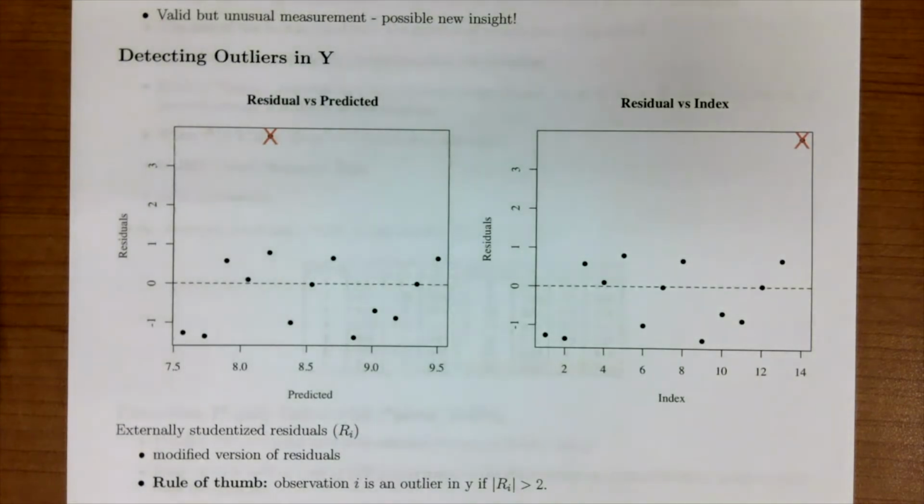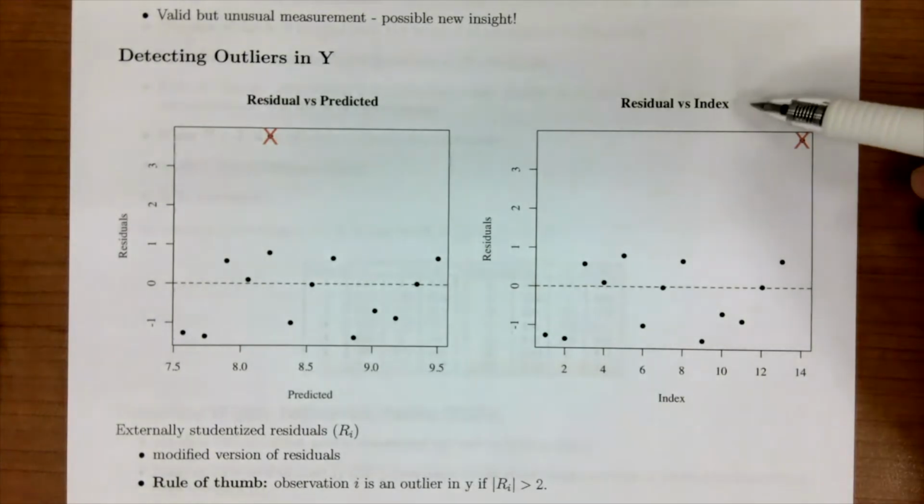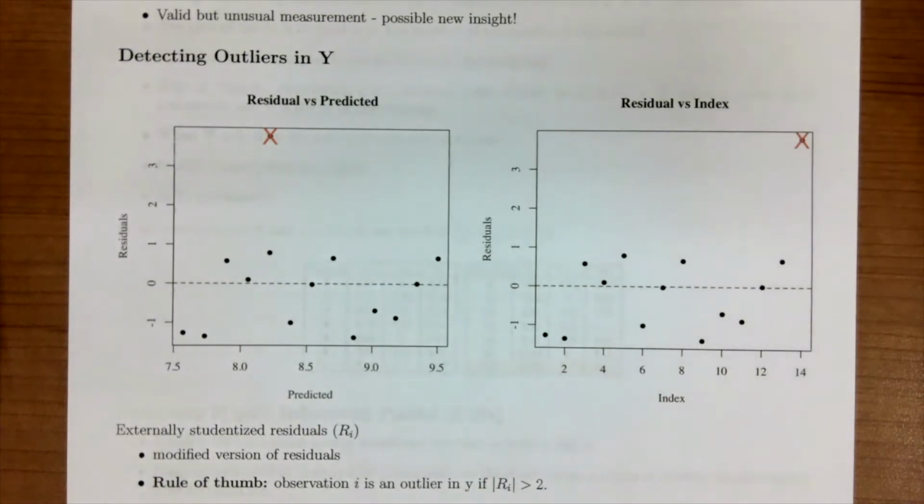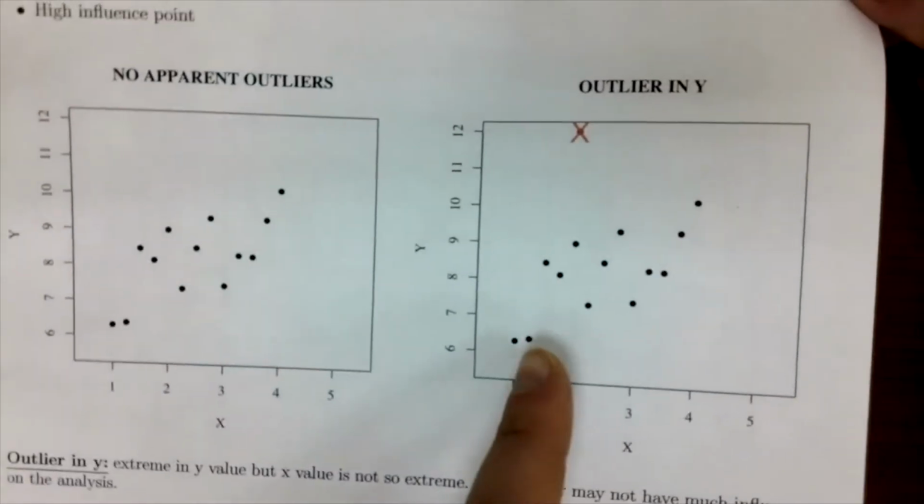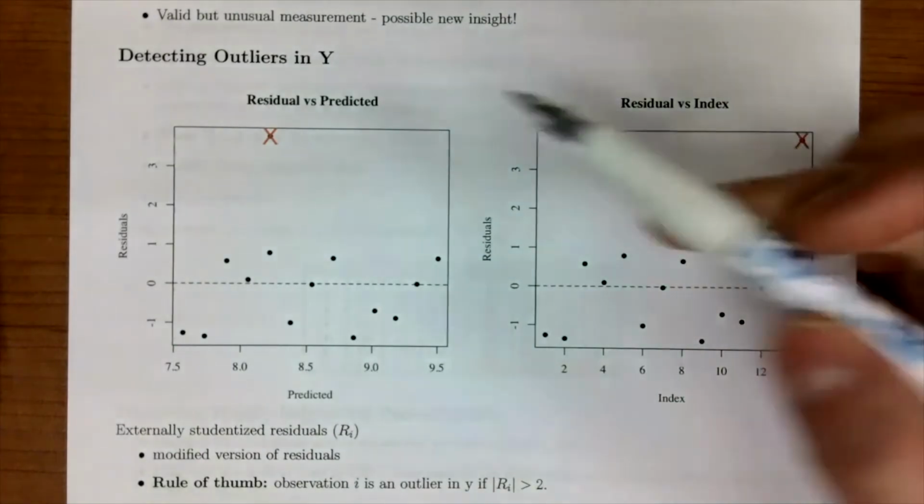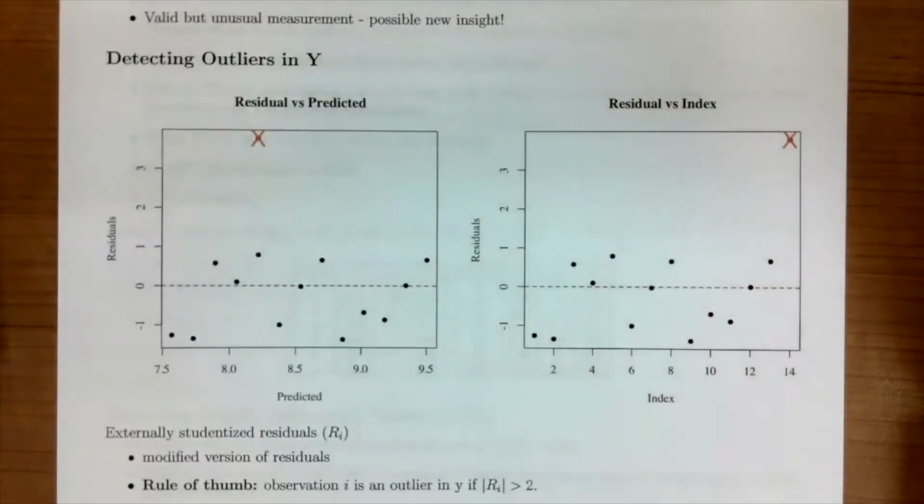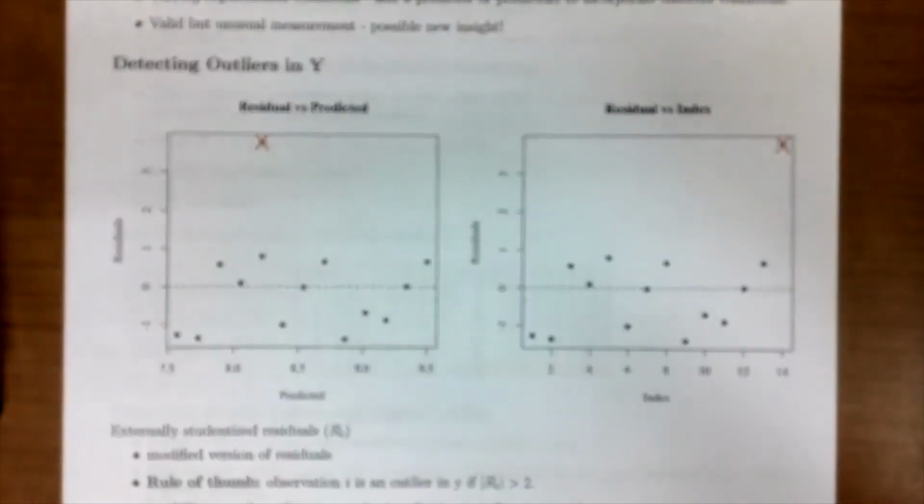So how we detect outliers in the Y space is we use the residuals versus predicted. Or you can also look at the residuals versus their index, where their index is just the number that you give it as you enter the data. In both plots, we're looking for observations that don't match the pattern of everything else. And in this data, we can see that this point right here, which is also our X, is way out there.